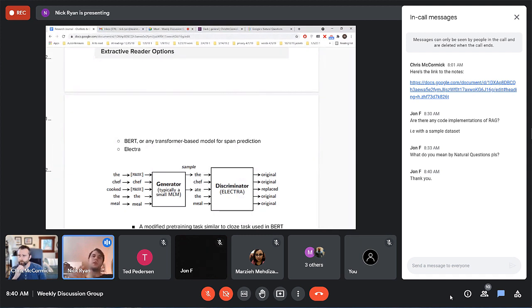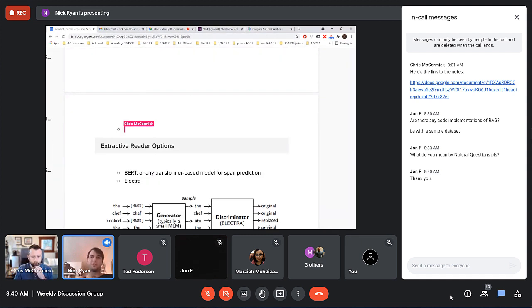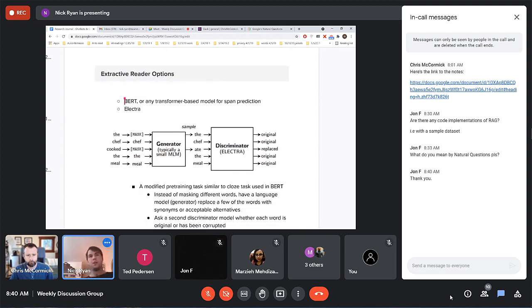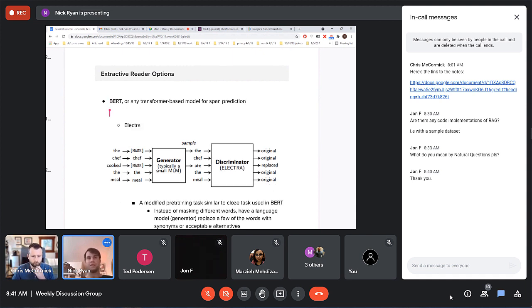Okay. Now we'll go into extractive reader options. This is a little shorter because most of these kind of follow BERT, which we won't go into in great detail here. We have a couple of blog posts, and there's a lot of information out there about how BERT can be used for span prediction and reading comprehension. So all the extractive reader options just kind of follow this. The state-of-the-art ones follow a transformer-based model approach.